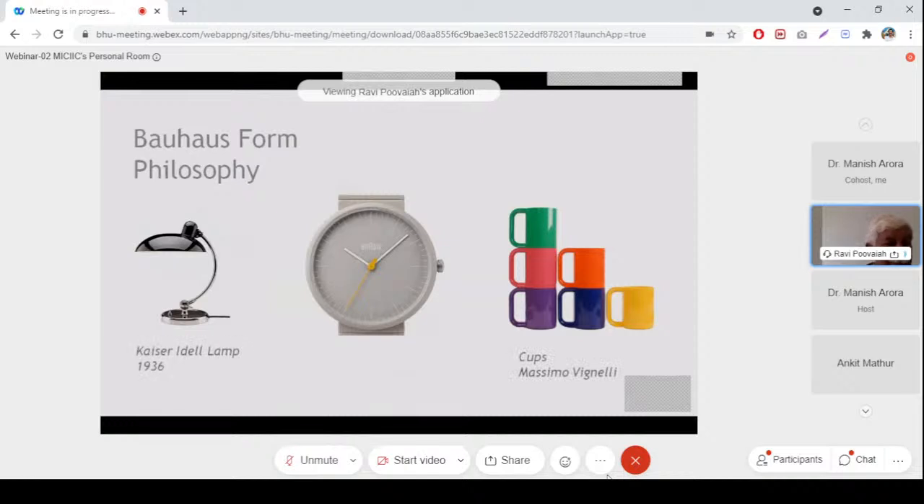Again, a table lamp, 1936, Bauhaus. Braun took a lot of takeaways from Bauhaus. Dieter Rams was the designer there. You can see the Braun watch, done almost 50 years back. It looks so contemporary. And of course, these are cups by Massimo Vignelli, very modern stackable cups suited to producing in plastic.